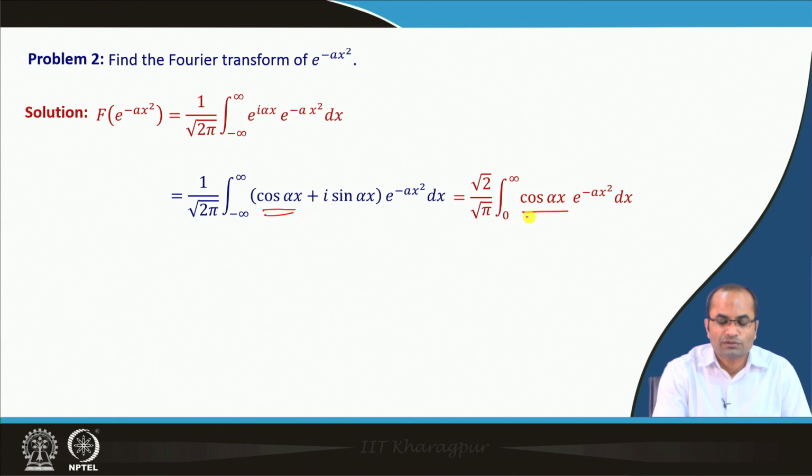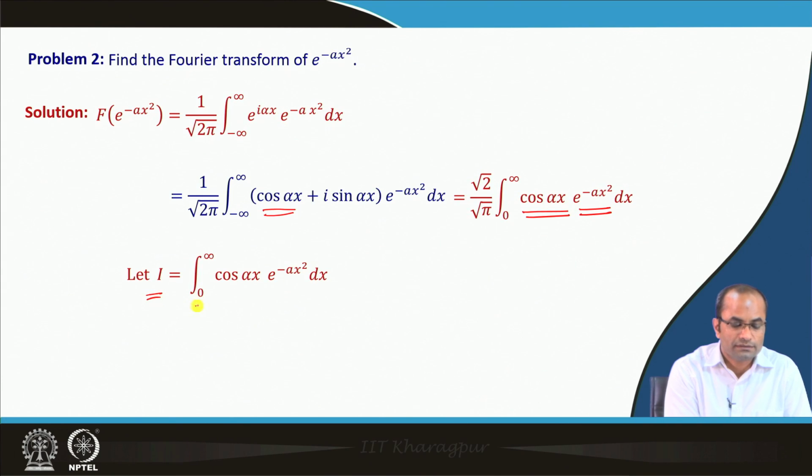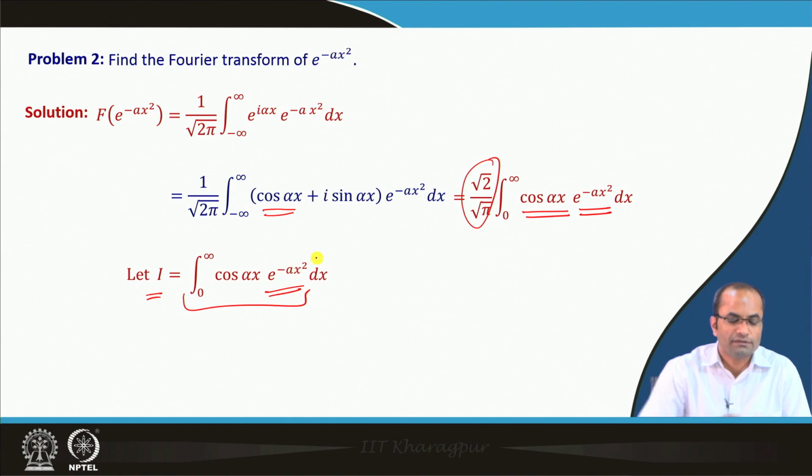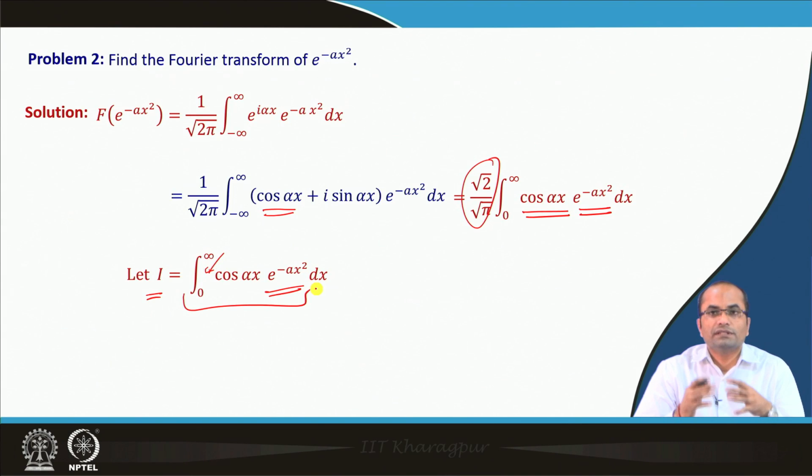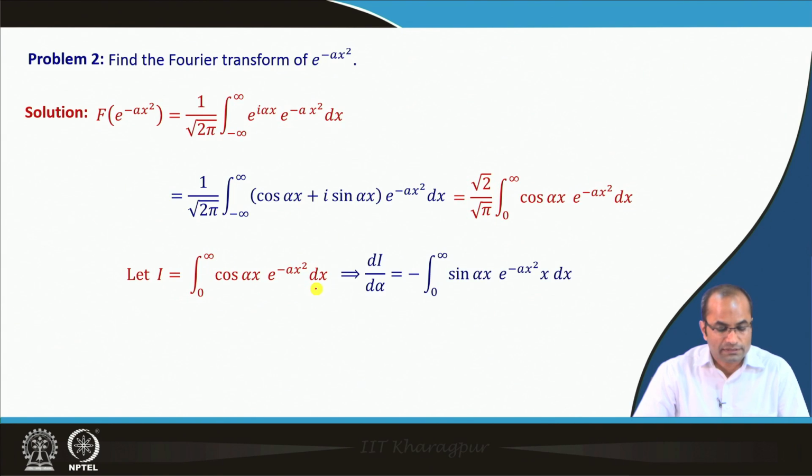So, then we have cos alpha x and e power minus a x square dx, where, if we set the integral there, except for this constant term, as I, then we know the trick: if we have this e power minus a x square and somehow we can manage to get one more x there, then the integration of this e power minus a x square is possible. So, we will do exactly this.